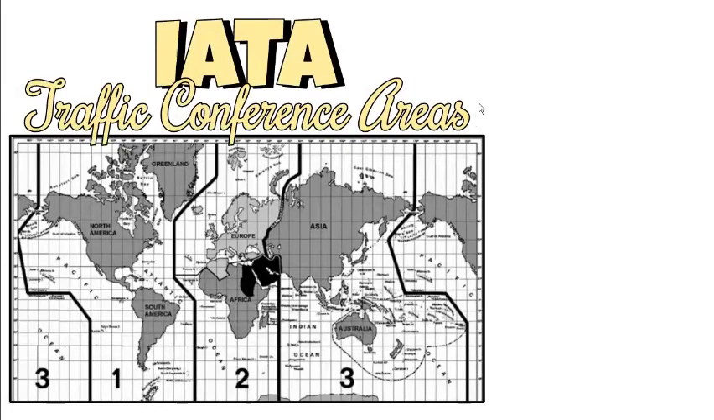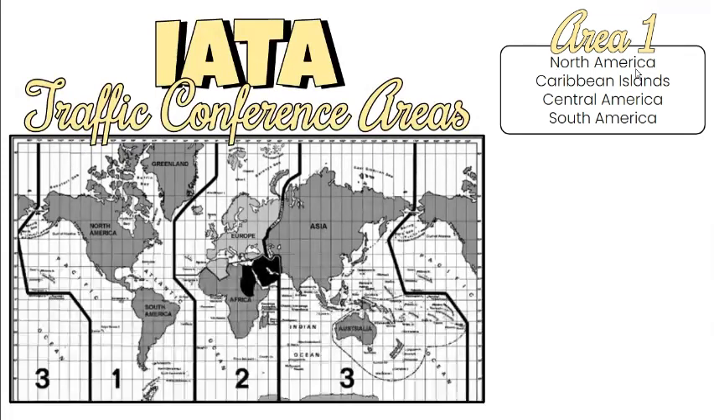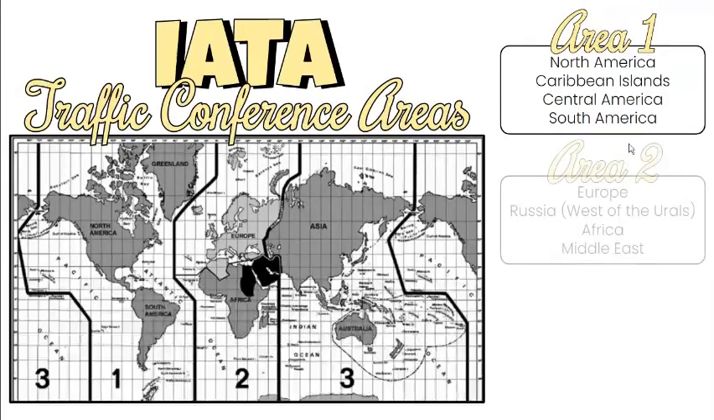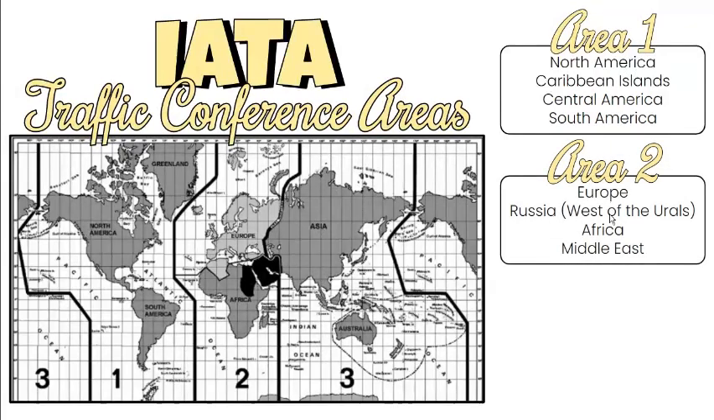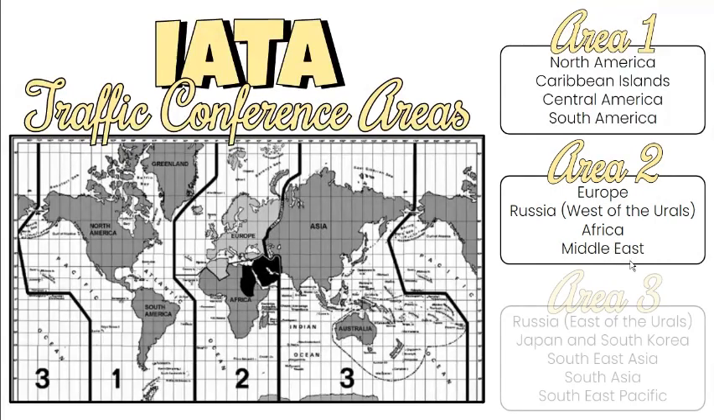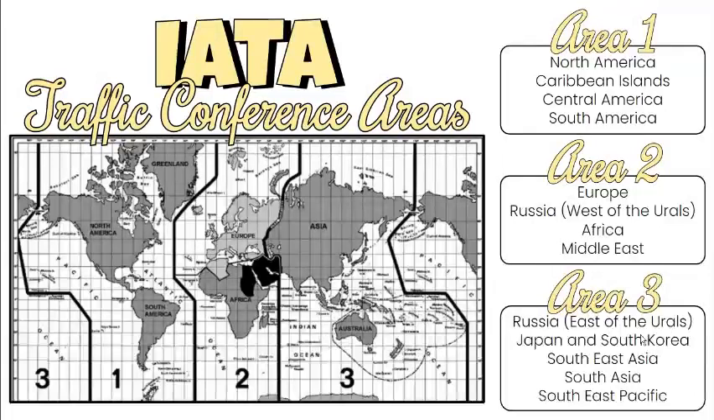Each IATA area is further subdivided into small areas, or IATA tariff sub-area. Area 1 is composed of airports located in North America, Caribbean islands, Central America, and South America. Area 2 comprises Europe, Russia, specifically the west of the Urals, Africa, and the Middle East. Area 3 constitutes Russia, or east of the Urals, Japan and South Korea, Southeast Asia, South Asia, and the Southeast Pacific. Note that the Ural Mountain of Russia and Tehran in the Middle East divides TC2 with TC3.